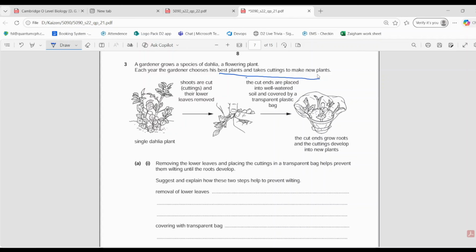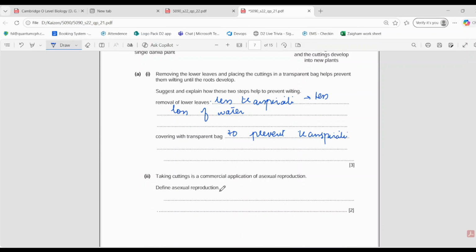Okay. Removing the leaves means there would be less transpiration, right? Less transpiration means less loss of water. And what's the purpose of adding the bag? To prevent transpiration. Okay, why? Because the external factors won't be acting exactly. Wind won't affect it, humidity won't affect it. So to make a barrier between the environmental factors and the plant, it is covered with a transparent bag.